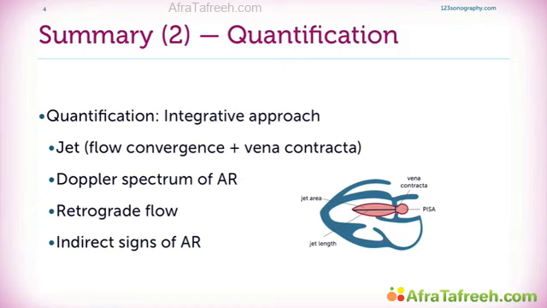We can also use the Doppler spectrum, which however does not work in all patients. The retrograde flow from a suprasternal approach shows how much blood flow regurgitates back into the left ventricle. And then also the indirect signs of aortic regurgitation, which I mentioned previously.